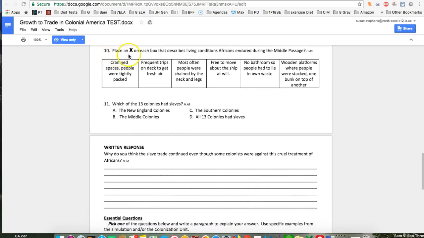10. Place an X on each box that describes living conditions Africans endured during the Middle Passage. Cramped spaces, people were tightly packed. Frequent trips on deck to get fresh air. Most often people were chained by the neck and legs. Free to move about the ship at will. No bathrooms, so people had to lie in own waste. Wooden platforms where people were stacked, one bunk on top of another.